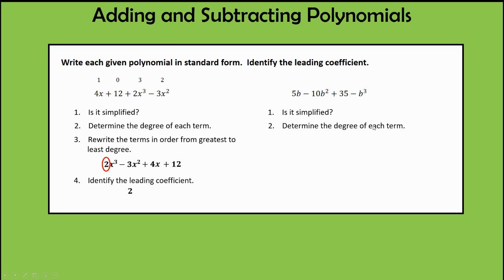Let's look at the degree of each term. All right, the degree of 5b, well, it's b to the first, so that degree is 1. 10b squared, degree of 2. 35 is a constant, that's a degree of 0. B cubed is a degree of 3.